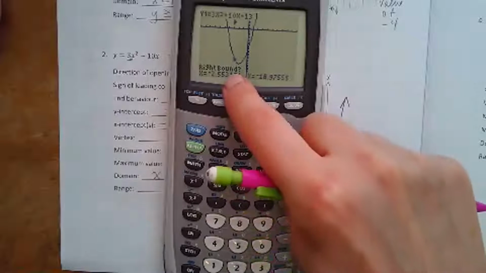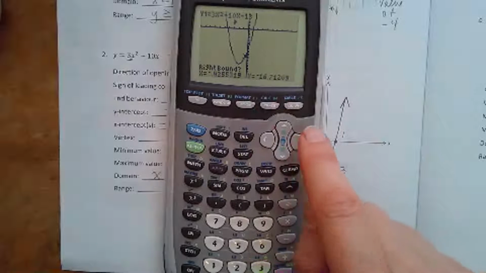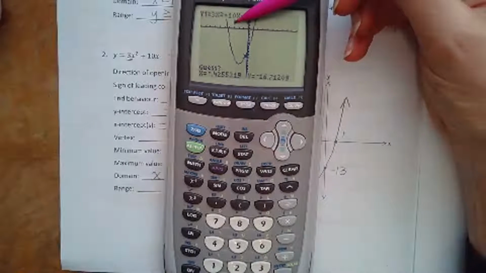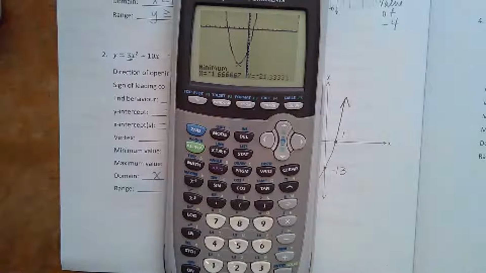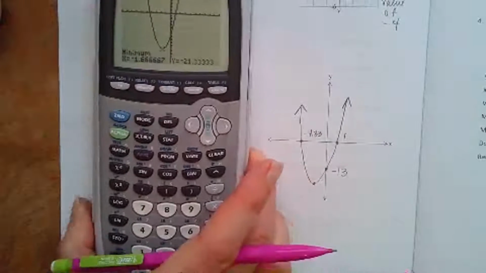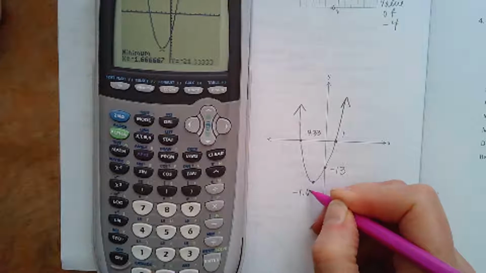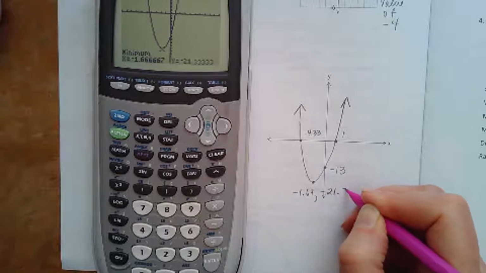Now it's asking you to move the cursor to the right. So press your right arrow and lock it in. You can see your 2 arrows. You locked in the left, the right. Now the calculator is going to take the guess and find the middle spot. And there's your vertex. And it tells you it's a minimum value, right? So the vertex is at negative 1.67. So here's my vertex. Negative 1.67, comma, negative 21.33.